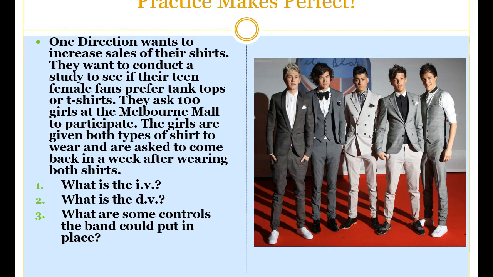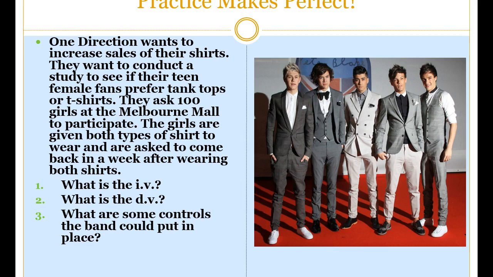One Direction wants to increase sales of their shirts. They want to conduct a study to see if their teen female fans prefer tank tops or t-shirts. They asked 100 girls at the Melbourne Mall to participate. The girls are given both types of shirt to wear and are asked to come back in a week after wearing both shirts. Go ahead and pause me and figure out the independent and dependent variables and what are some controls the band could put in place.